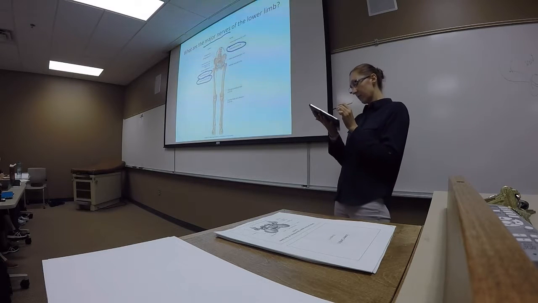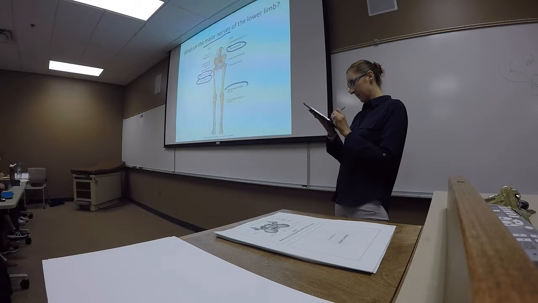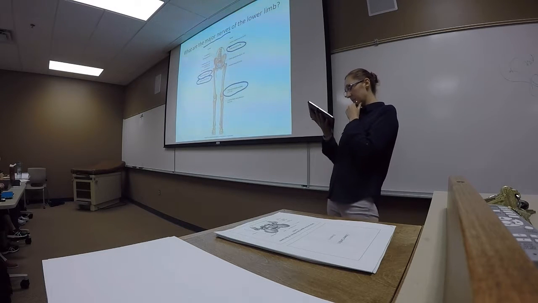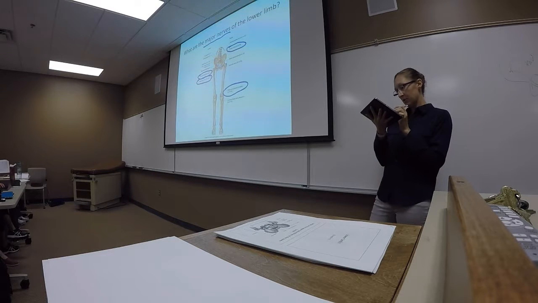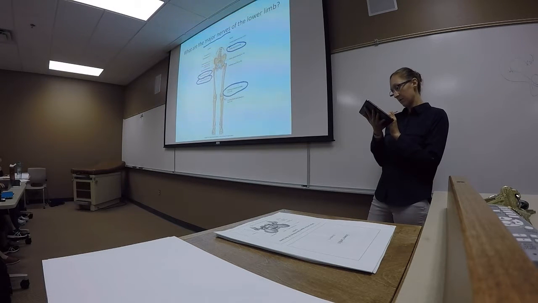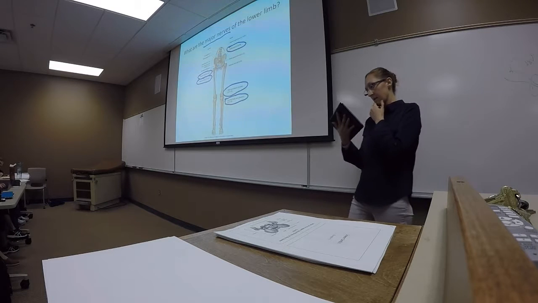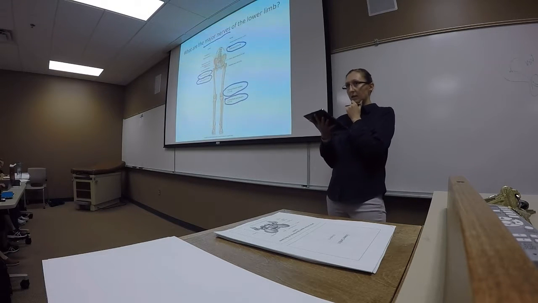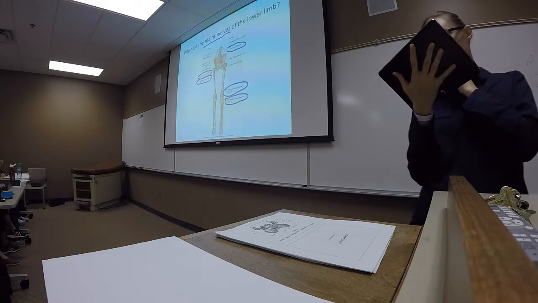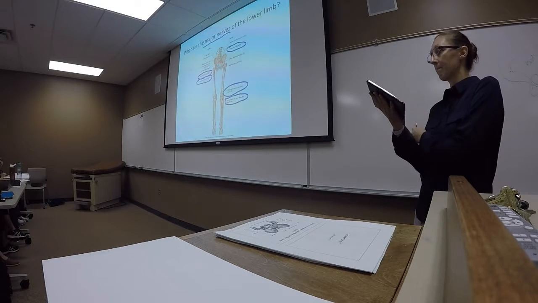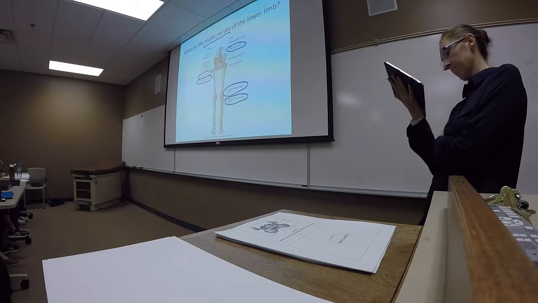The sciatic nerve, I want you to know 2 branches of that. I want you to know the tibial nerve. So this sciatic nerve splits just above the knee, and it splits into the tibial nerve and the common fibular nerve. So those are the two branches of the sciatic nerve. You said it splits above the knee? Just above the knee.